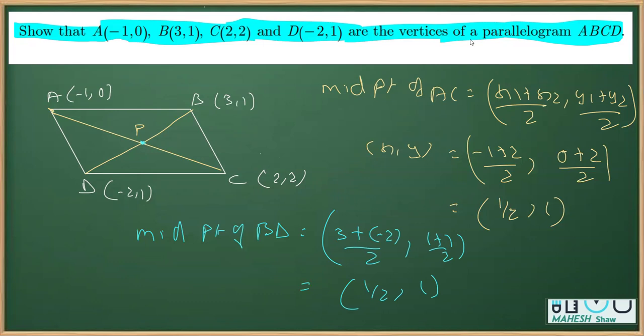So you can see from here that the midpoints of AC and BD are the same, right? So you'll say that since the diagonals of this quadrilateral, not parallelogram as of now, bisect each other, therefore these are the coordinates of a parallelogram. Thus, you may write down that the midpoints of AC and BD coincide.